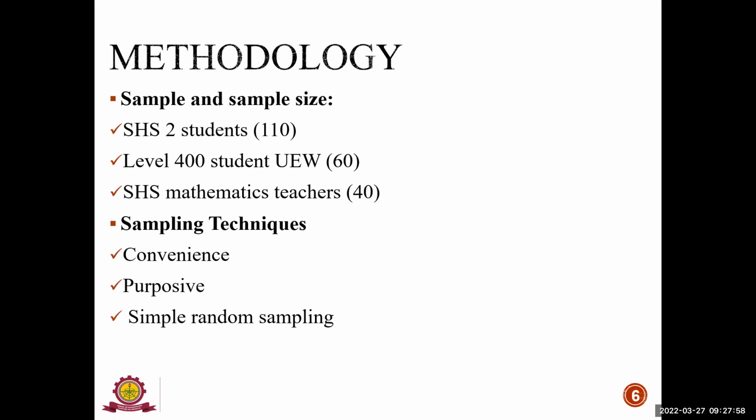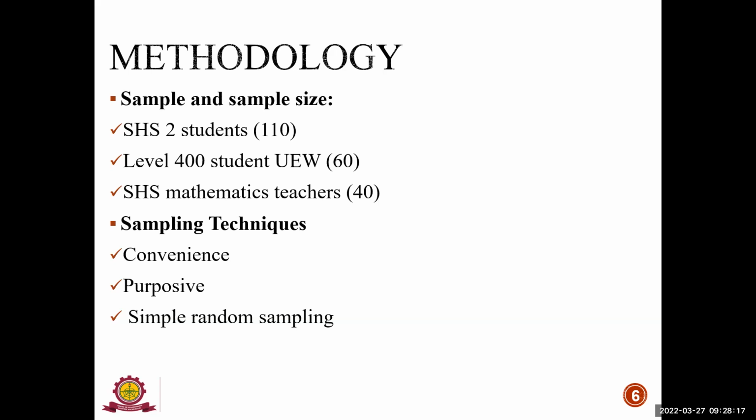The sample and sample size. SHS 2 students, that is senior high school second year students, 110 students were selected. 460 level 400 students, who are the prospective teachers, were also selected. And then 40 teachers from the schools where these students were selected were also included.